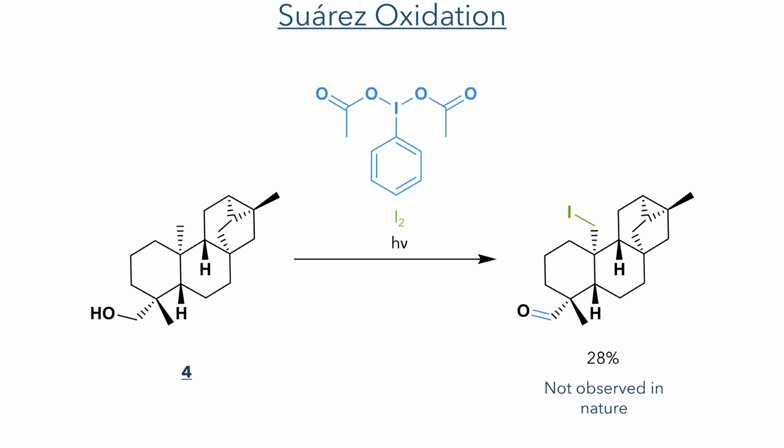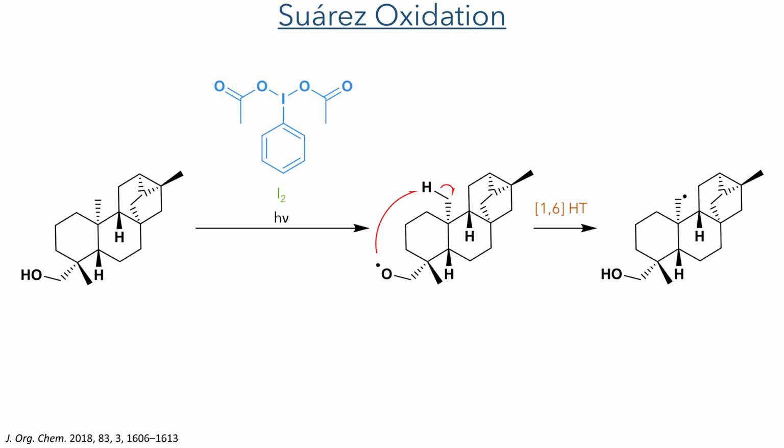The researchers now turn their attention to investigating the oxidation chemistry of the compound incorporating a hydroxyl group instead of the ester. They did this by first carrying out a Suárez oxidation. This reaction uses diacetoxyiodobenzene, iodine, and UV light and produced a product where the alcohol had been oxidized to an aldehyde in addition to the iodination of the C20 position.